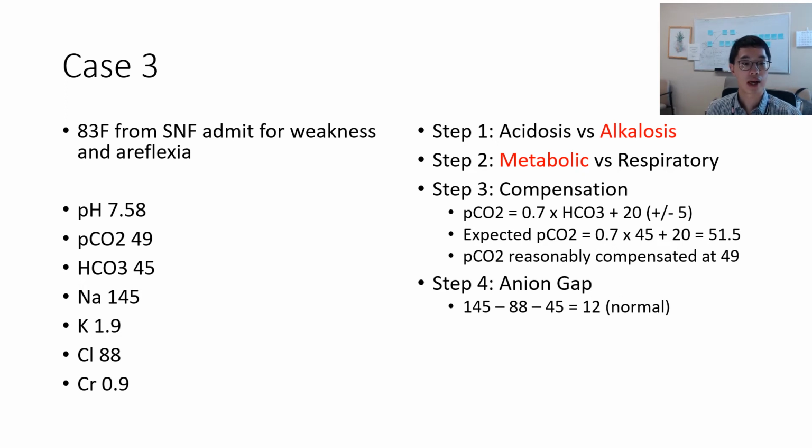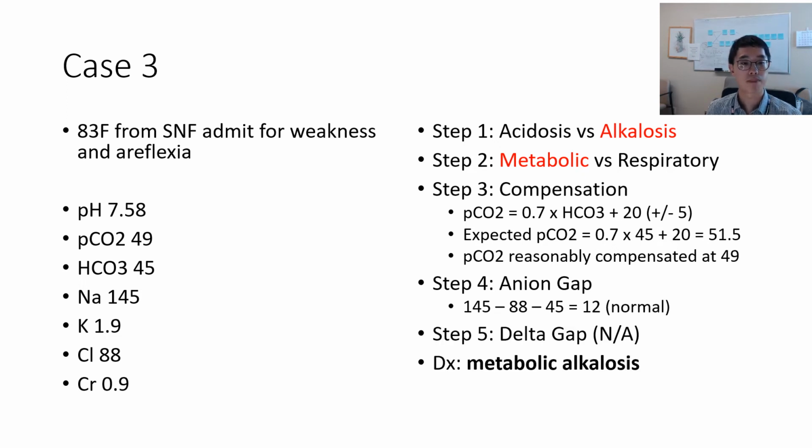Now let's calculate the anion gap. So 145 minus 88 minus 45 is 12. That's normal. And hence we don't need to calculate a delta gap. And our final diagnosis here is a metabolic alkalosis. Okay.